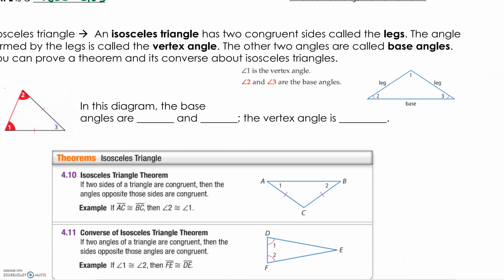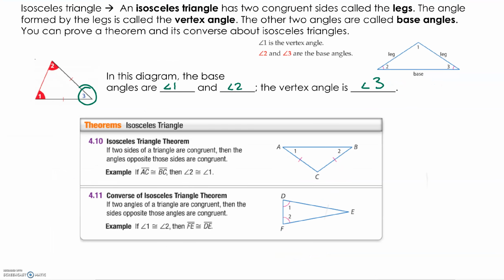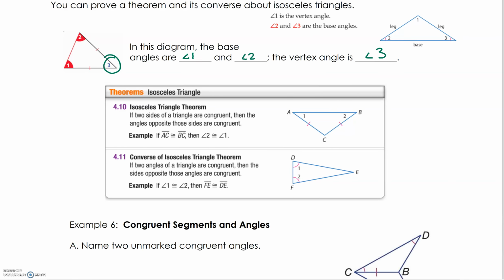So here it is labeled, leg and the base, and these 2 base angles are down here. This one's kind of tipped on its side. So the base angles would be 1 and 2 on this one, and the vertex angle would be angle 3. A lot of times we'll try and think of that vertex angle as the top, but just be careful because sometimes triangles are turned or upside down.